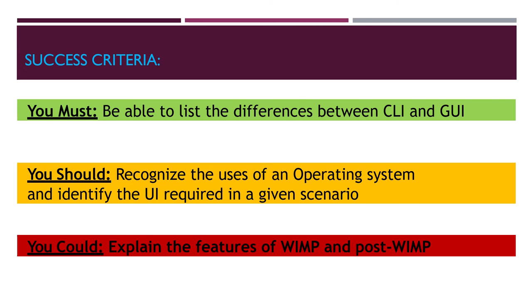Your success criteria at the end of this lesson is that you must be able to list the differences between CLI and GUI, recognize the uses of an operating system, and identify which UI will be required in which scenario. And as an extension, you could explain the features of WIMP and post-WIMP.